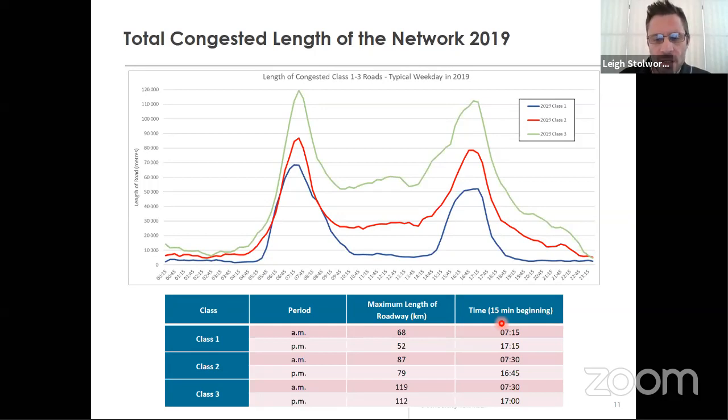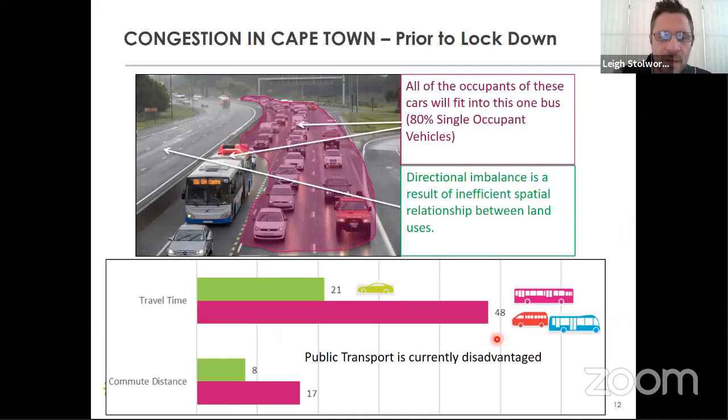And we've done a lot of analysis in this as part of our congestion index. And we even know exactly what length of kilometers for each class of road is in a congested state and where the worst time period for that is, either in the morning or the evening peak. And all of that looks like this in real life. On the network, this is what it looks like.